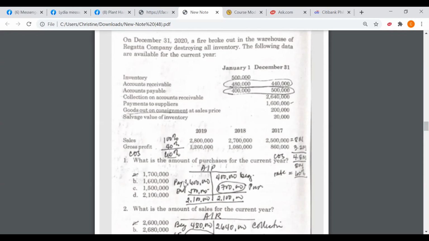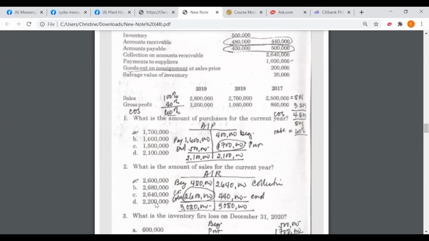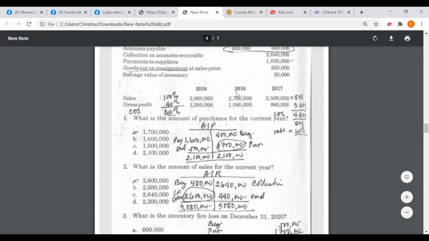So since you're looking on the credit side, we will add the payment and the ending, that's 2.1. So this should also be 2,000,001 as your credit. So 2.1 minus your beginning, then that makes your purchases. So letter A. For sales, the amount of sales, we will use the receivable.